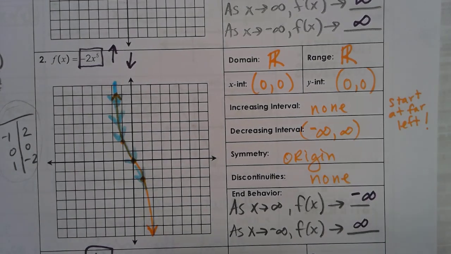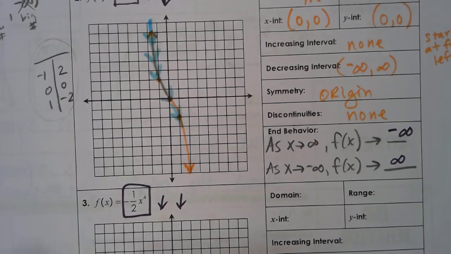The only difference on this last one is that it doesn't have any nice whole numbers for graphing. Like it has 0, 0, and then it has like a 0.5 or something like that, which is fine. Everything else stays the same.